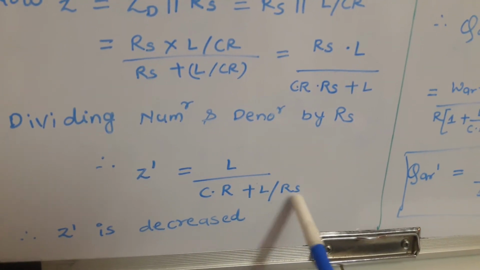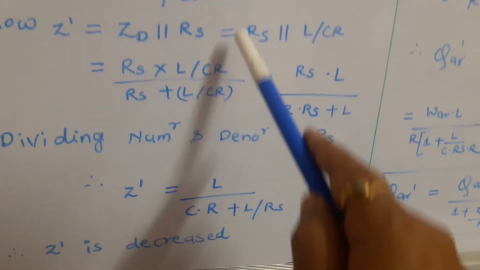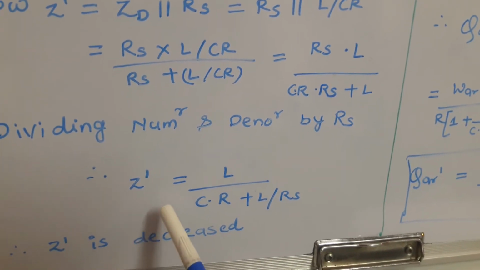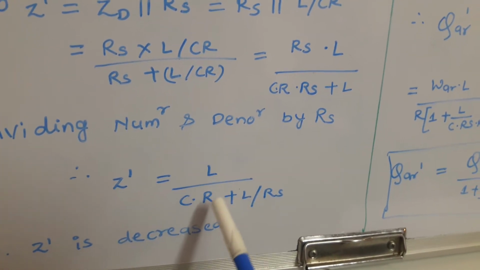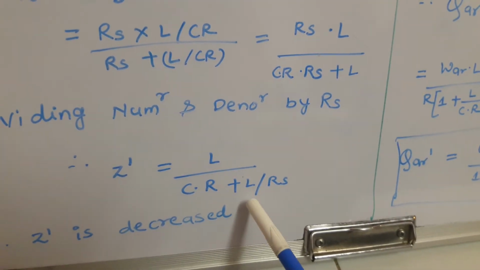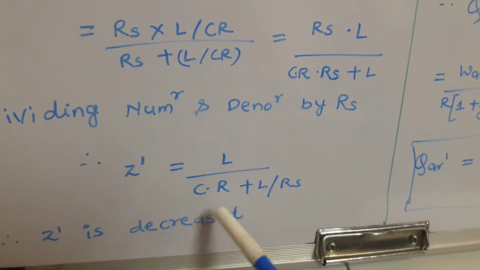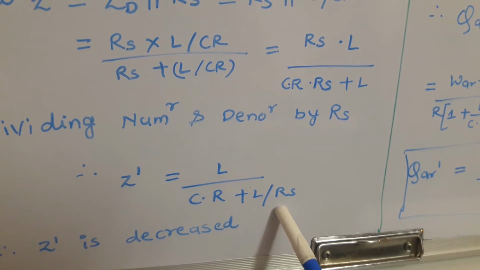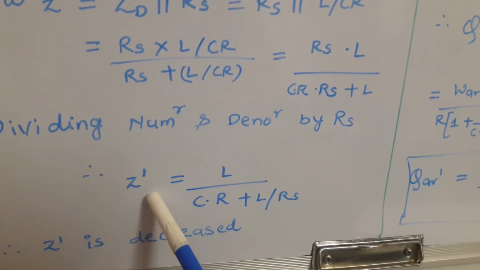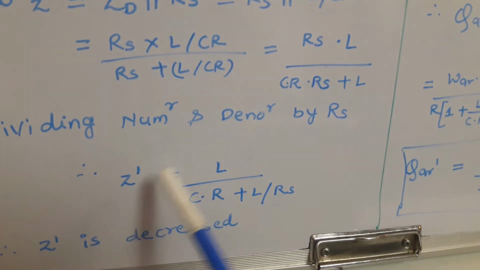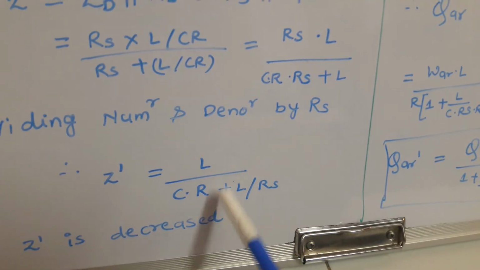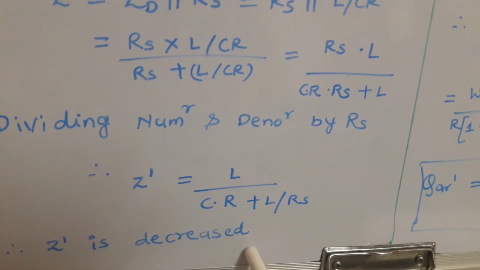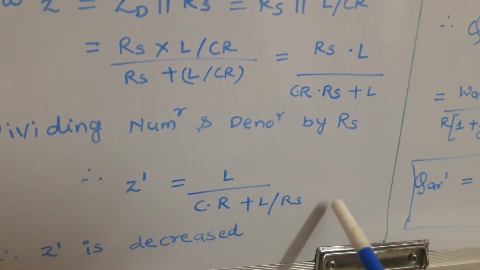Now if you see here, this L by CR is nothing but ZD, and the new impedance is Z dash. So we can see that the previous impedance has been reduced, as here we are adding the term L by Rs in the denominator. When something is added in the denominator, the entire value of this side will also reduce. Therefore we can conclude that the equivalent impedance of the parallel resonant circuit is decreased by the amount of L by Rs.